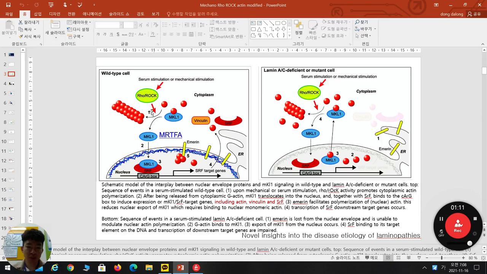Number one, Rho-ROCK is activated by mechanical stimulation or serum, aka FBS. Then this FBS or mechanical stimulation activates Rho-ROCK, and the G-actin, globular monomer, can be polymerized to make F-actin. While they are polymerizing, MRTFA, MKL1, can be released from the globular actin. Because it is released, this MKL1 protein has an NLS, nuclear localization sequence, peptide.